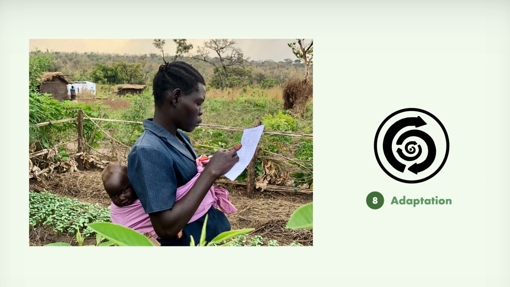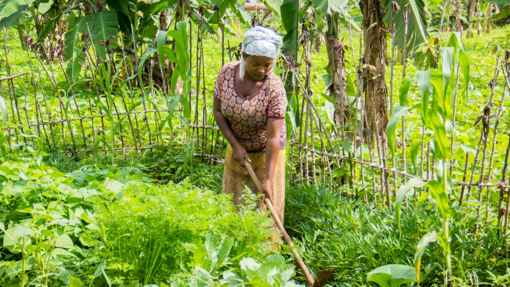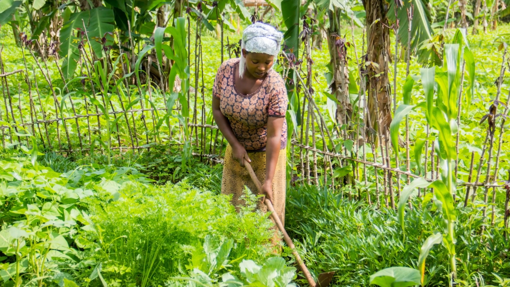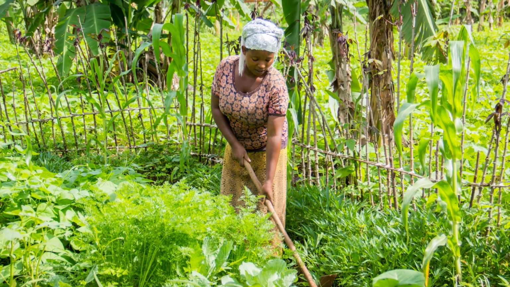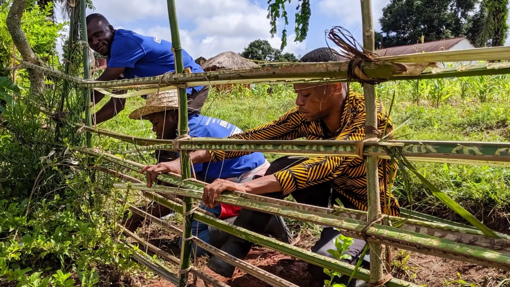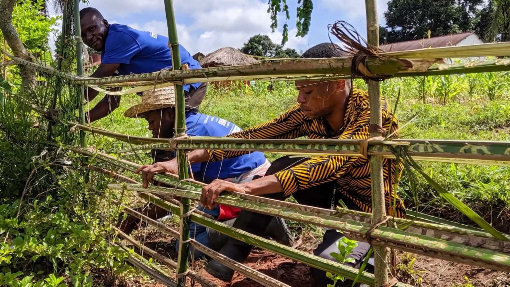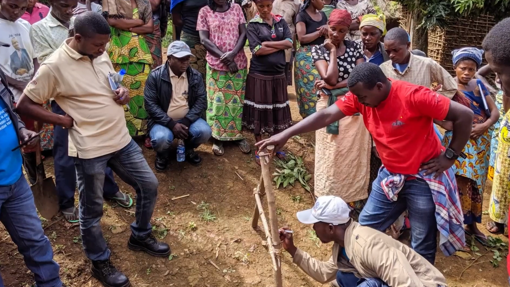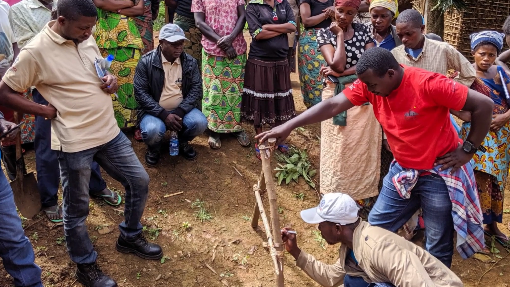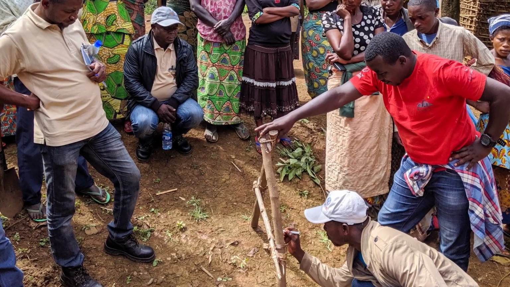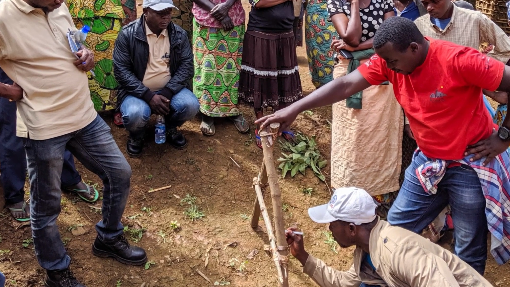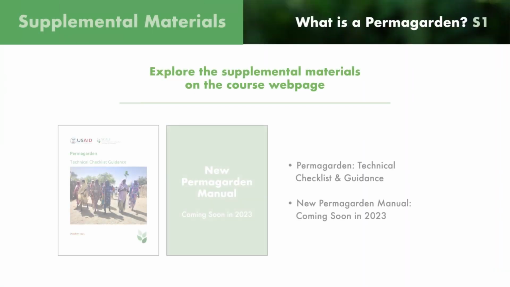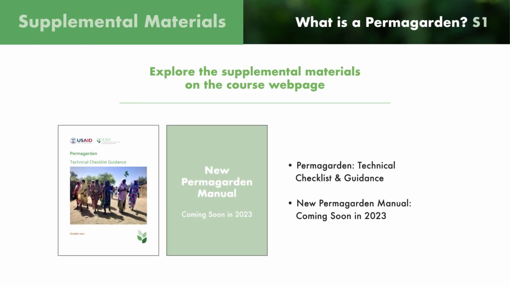households to improve productivity. These standards were developed because many organizations would choose to adopt only 1 or 2 of the permagarden practices and leave the rest. All of the minimum standards are essential to ensure a permagarden is successful and functions as a permagarden. In the following sessions of the course, you will explore in more detail what it means practically to ensure these minimum standards are met. You can learn more about the minimum standards in the Permagarden Technical Checklist Guidance found in the Supplemental Materials section of this session on the course webpage.